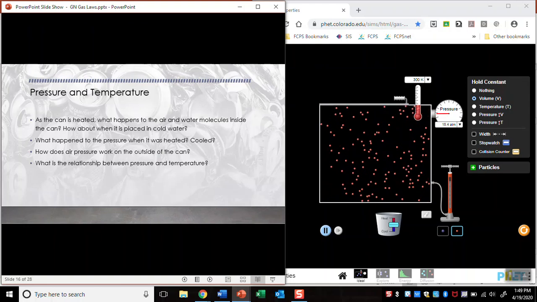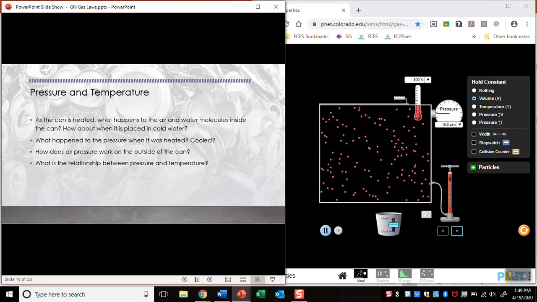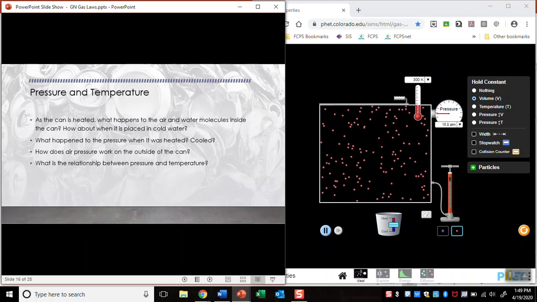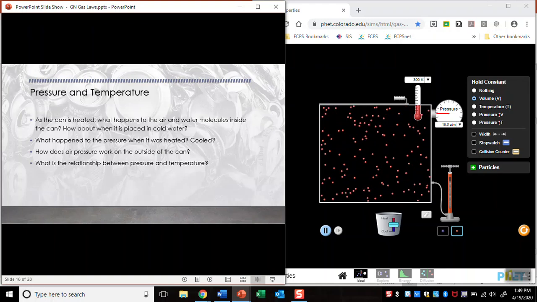So let's talk about what happened. As the can is being heated, what is happening to the air and water molecules inside the can? So if you have a little bit of water inside and you're heating it up, well, what's happening to that liquid water?